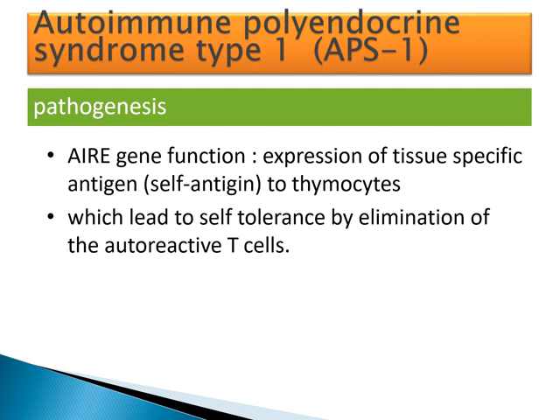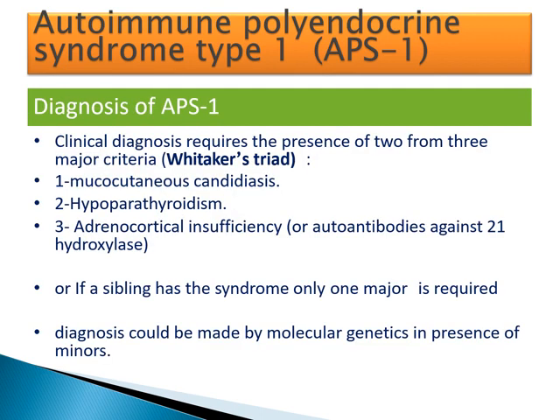How do we diagnose? Clinical diagnosis requires the presence of two of three major criteria, Whitaker's triad. Number one is mucocutaneous candidiasis, number two is hypoparathyroidism, and number three is adrenocortical insufficiency or autoantibodies against 21 hydroxylase. Or if a sibling has the syndrome, only one major is required. And the diagnosis could be made by molecular genetics in the presence of the minor criteria.